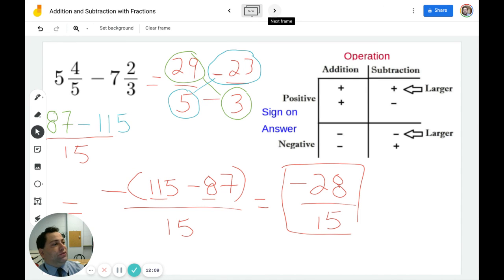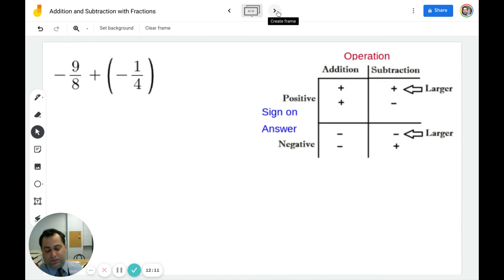We have one more example in this video. We have negative 9/8 plus negative 1/4. Well, the first thing I want to do is look at that double operation. Remember, we talked about the plus negative or minus a negative, right? That double operation. So I have one negative and one positive. That's going to make my 1/4 negative. So if I rewrite this as negative 9 over 8 and negative 1 over 4.